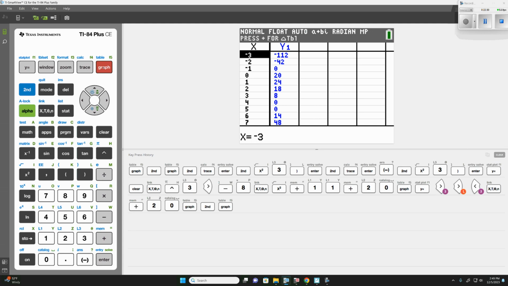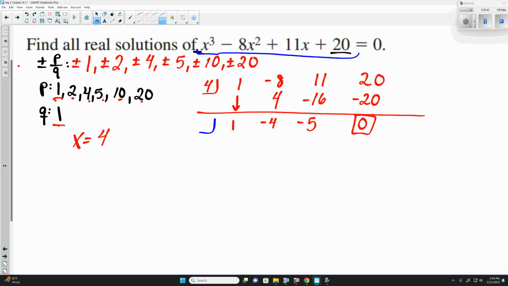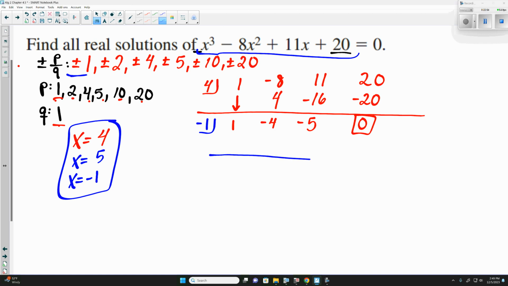Well, one of our solutions is indeed what? 4. What's another one? 5 and negative 1. Because we tried 1, we didn't actually try negative 1. Because negative 1 times 1 would be negative 1. Negative 4 plus negative 1 is? Negative 1 times negative 5 is 5. And 5 plus negative 5 would give us 0.